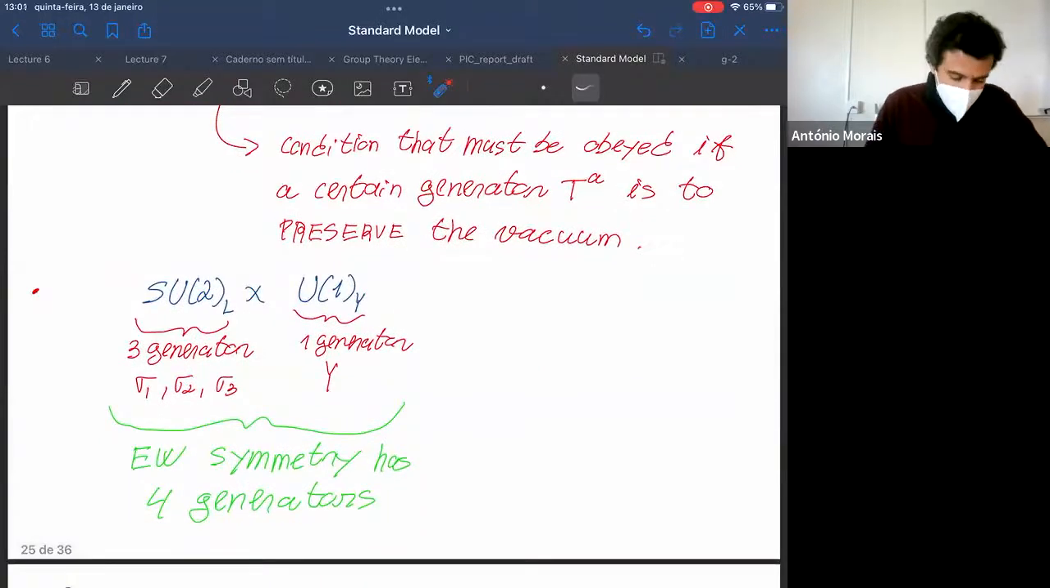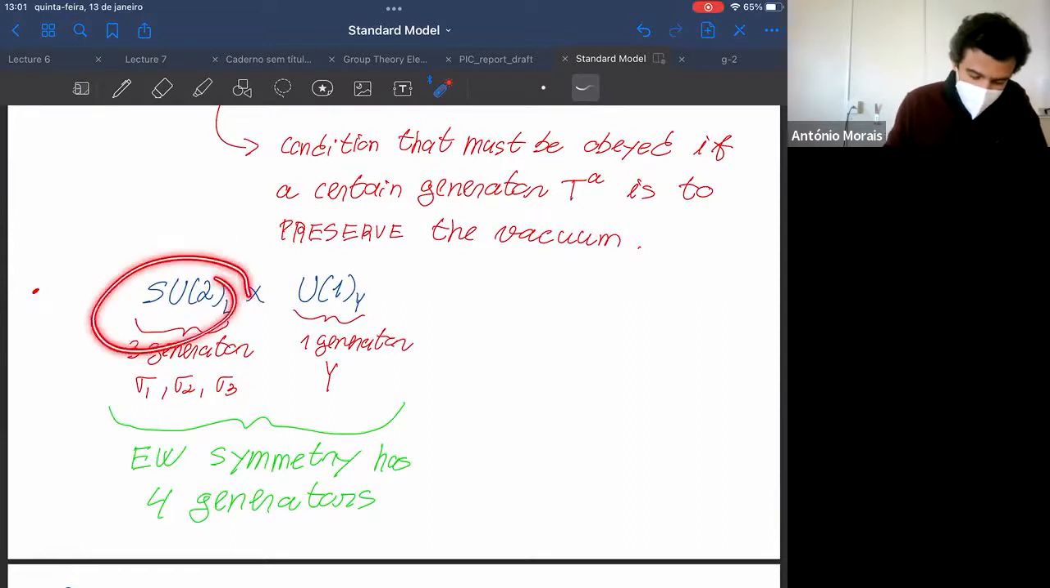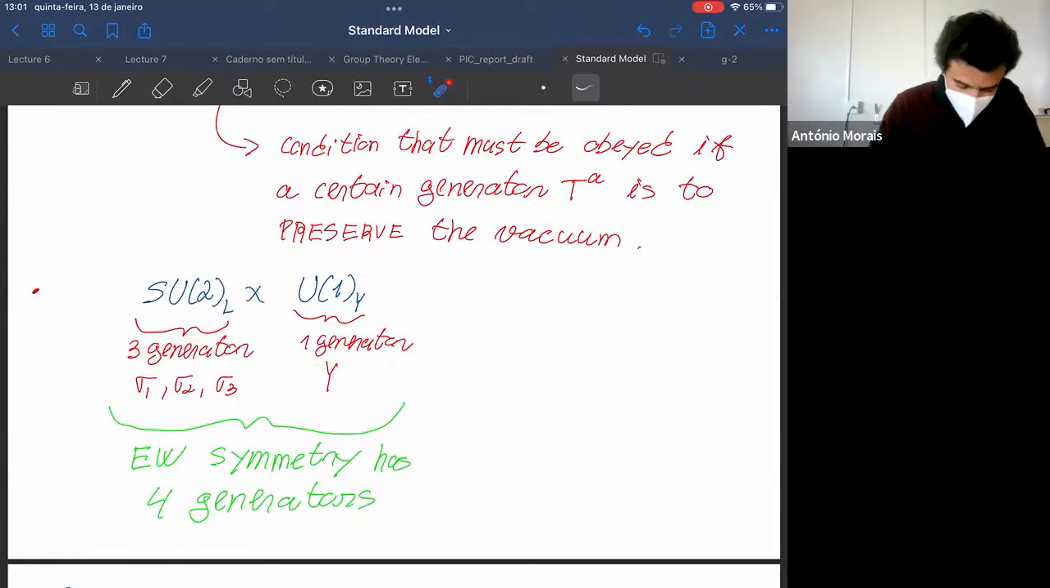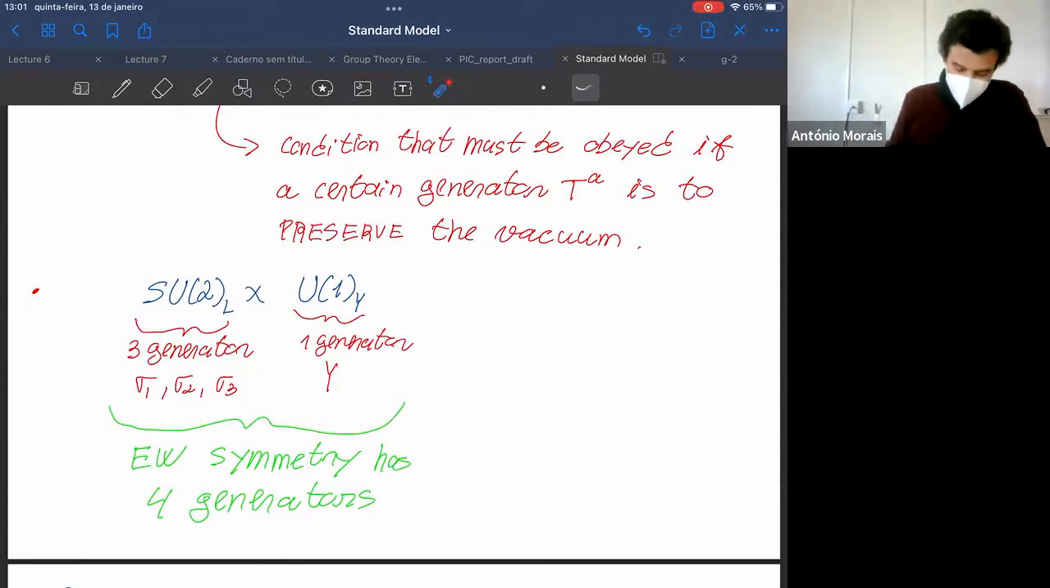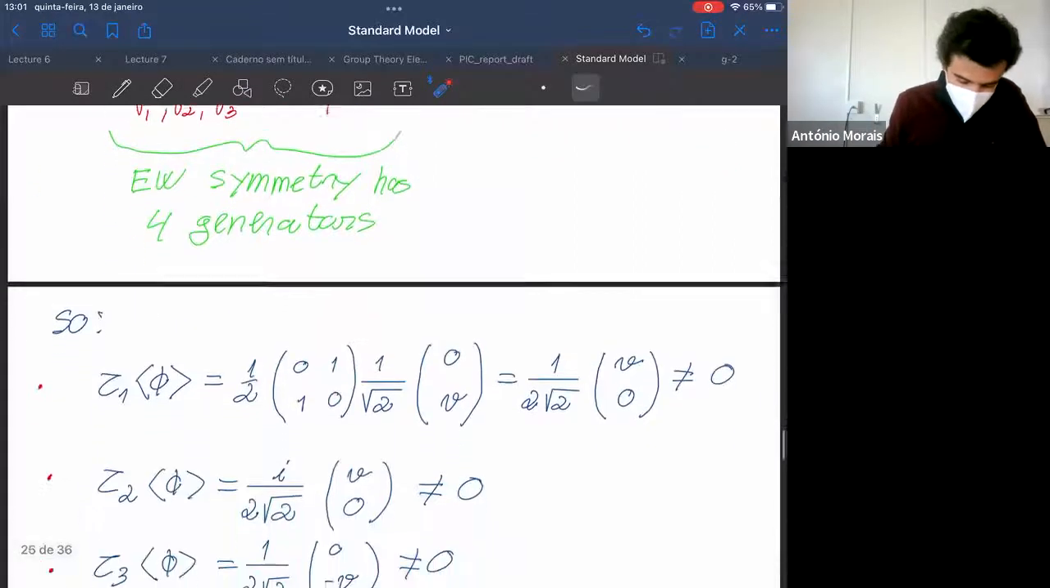What do we have in the electroweak theory? We have 3 generators of SU(2) and 1 generator of U(1). So this gives you 4 generators. You know already that you have 3 broken ones because you have 3 Goldstones, right? So this means that you have 1 remaining generator, which is the generator of electromagnetism.